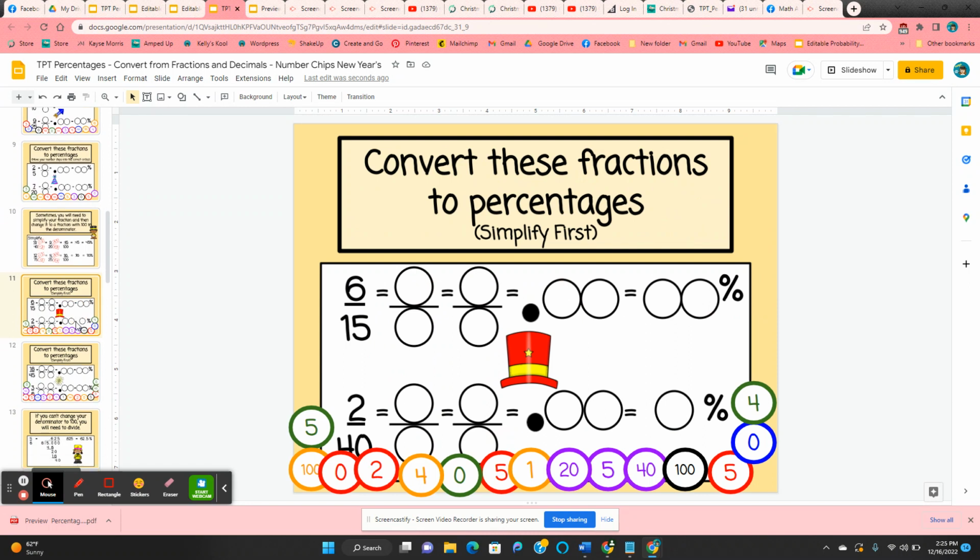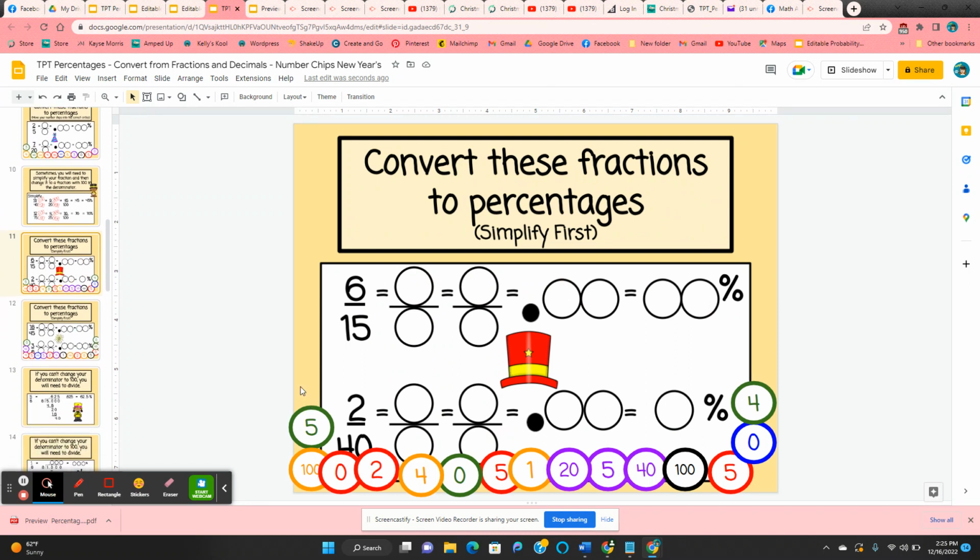So they simplify first using all of the number chips. They have to use them all at least once. And then they change it to a fraction with 100 in the denominator, then change to a decimal, then to a percent.